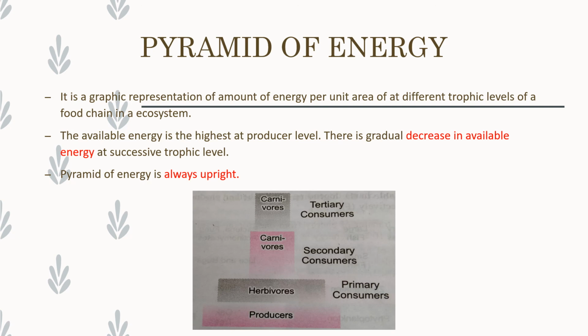This shows the pyramid: producers, herbivores, carnivores and top carnivores. So in the case of numbers and biomass, the pyramids may be upright or inverted, but the pyramid of energy is always upright, meaning the energy decreases.